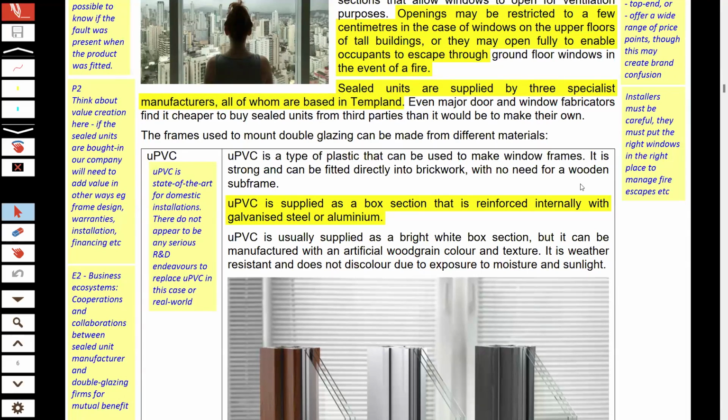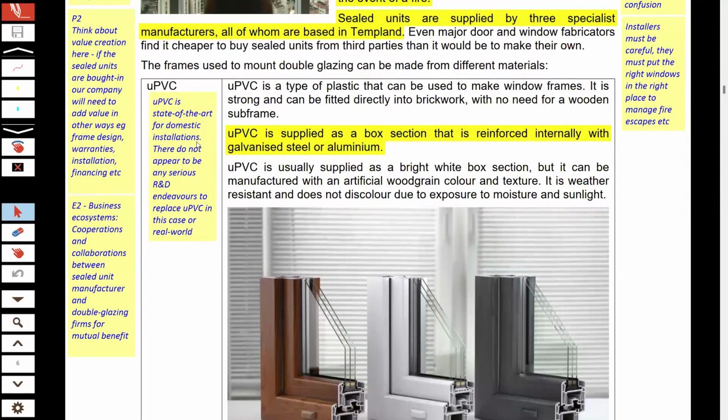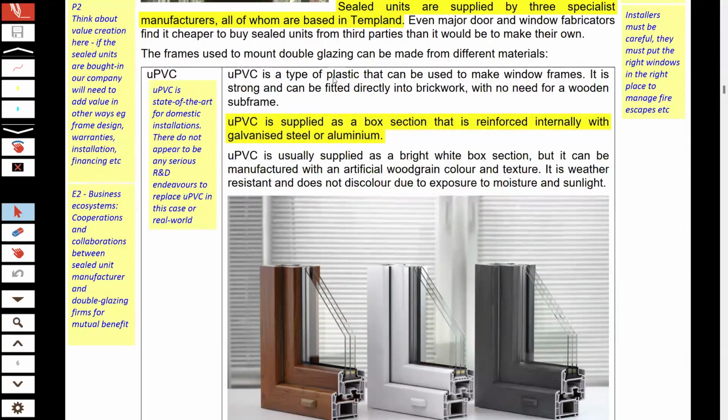Okay, then. Now it points out that frames in which we put the sealed units are made from different materials. Now, clearly, these are going to have different performance levels. They're going to have different costs. They're going to potentially have more or less demands. And this also makes the costing, really, of the business more difficult because they're going to be sourcing different types of frames. So, UPVC, plastic.